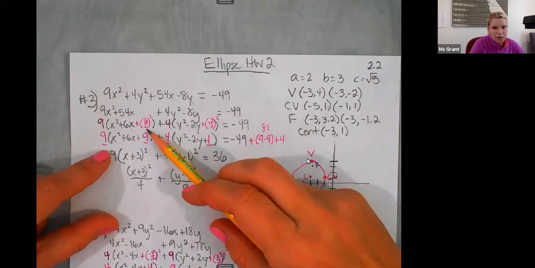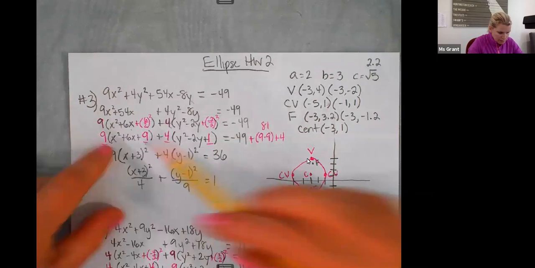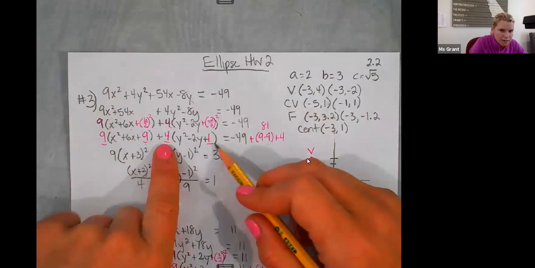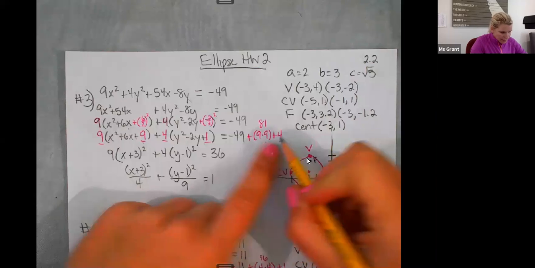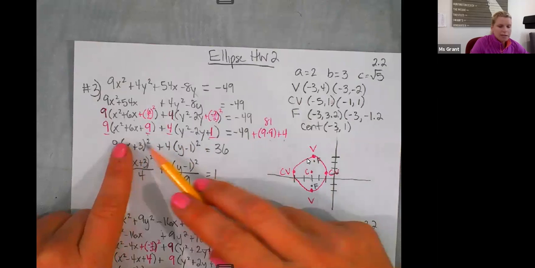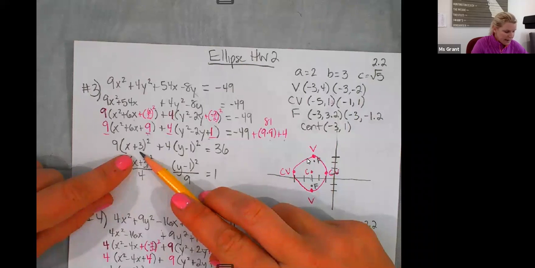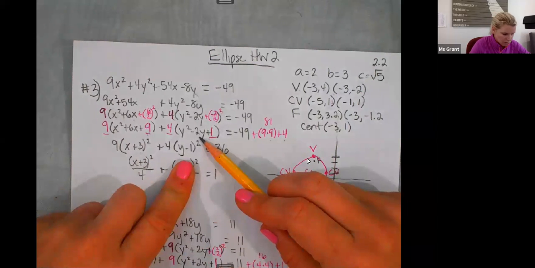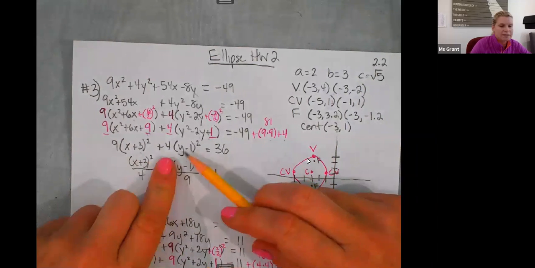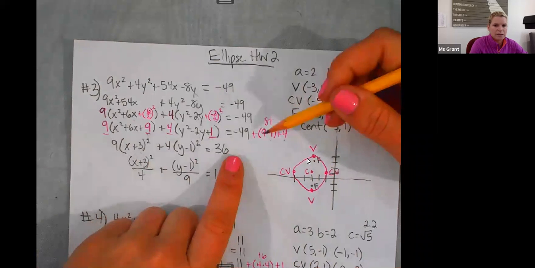Then 6 divided by 2, squared, is 9. I underlined 9 and 9 because I need to multiply and add that 81 to the right side. I also need to add the 4 times the 1 to the right side. X squared plus 6x plus 9 factors down to (x plus 3) squared. The 9 is still outside. Y squared minus 2y plus 1 factors down to (y minus 1) squared. The 4 is still in front. Negative 49 plus 81 plus 4, that's 36.